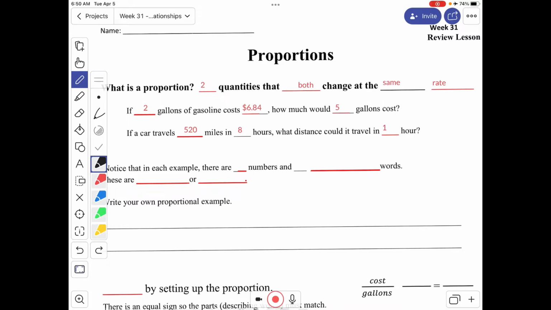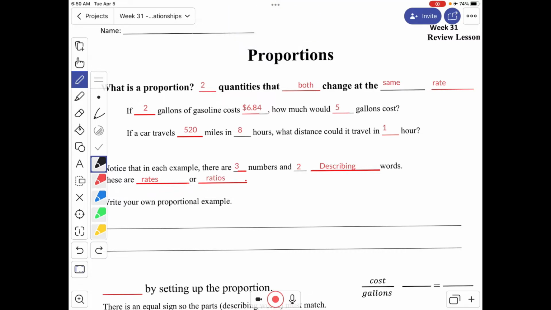Notice that in each example there are 3 numbers and 2 describing words or 2 adjectives. For example, the first one we compared gallons and cost. Those were our describing words. These are called rates or ratios.